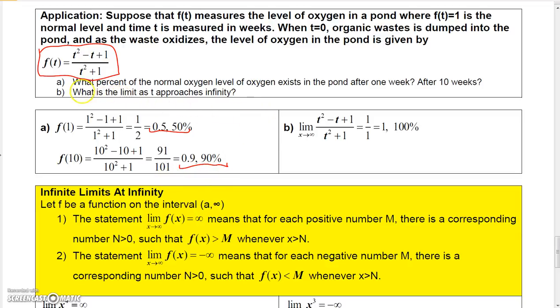But then the question asks, what is the limit as t approaches infinity? In other words, if you just let time keep marching on, what's going to happen to this function? Well, as t goes to infinity, since the degree of the numerator is equal to the degree of the denominator, this limit is just 1 over 1, the ratio of the leading coefficients. And so 1 over 1 is 1. So it should reach 100% oxygen level.